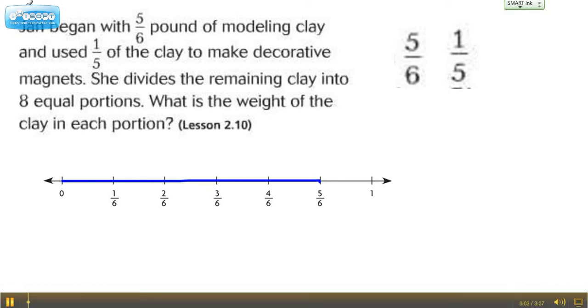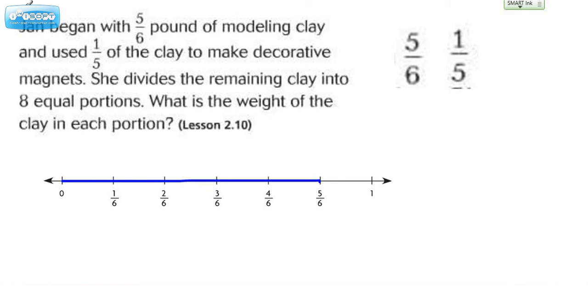We're taking a look at one of the more challenging questions on Final Exam Review D. Jan began with 5/6 pound of modeling clay and used 1/5 of the clay to make decorative magnets. She divides the remaining clay into 8 equal portions. What is the weight of the clay in each portion?